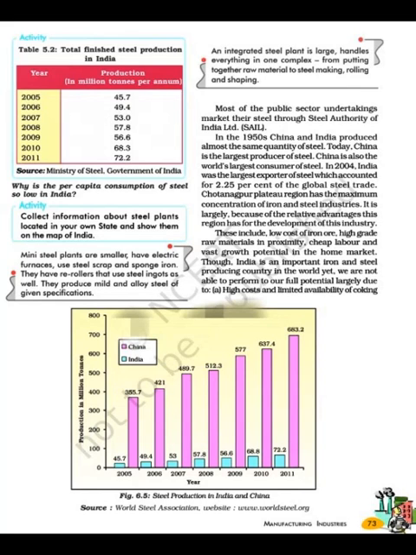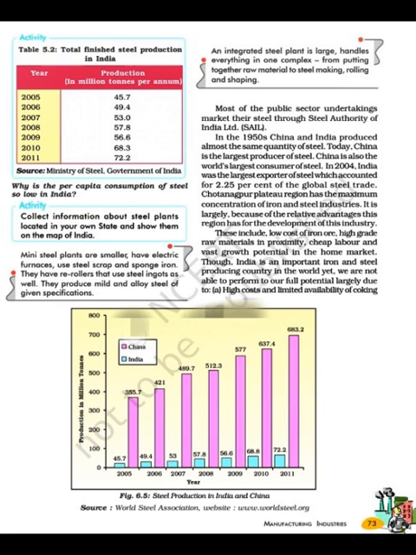So now students, page 73, here we were discussing earlier the iron and steel industry only. I have told you that in 1950 China and India were having equal production of steel, but now China is the largest producer and consumer of steel. So you can imagine the development process which has been going on in China.